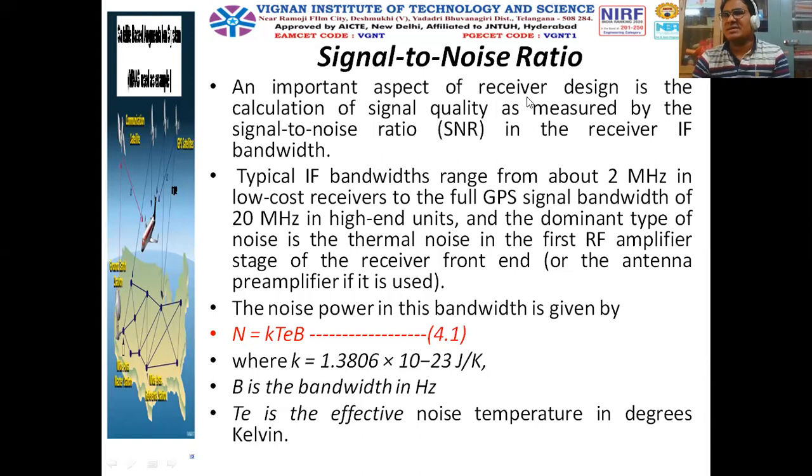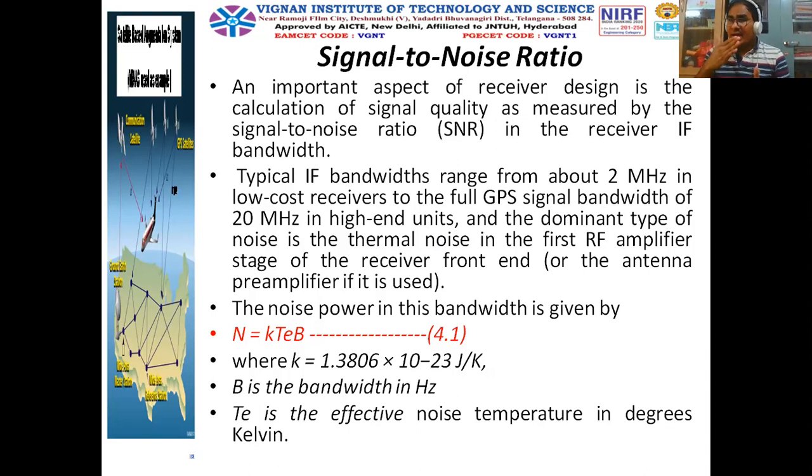So the important aspect of receiver design is the calculation of the signal quality. It is measured by the SNR in the receiver intermediate frequency bandwidth. And the typical bandwidths will range from about 2 megahertz in low cost receivers to 20 megahertz in high-end units for the full GPS signals. And the dominant type of noise is the thermal noise here. Of course, there is obviously an effect of noise in the GPS signals also, and that noise is thermal noise, which is an internal noise.